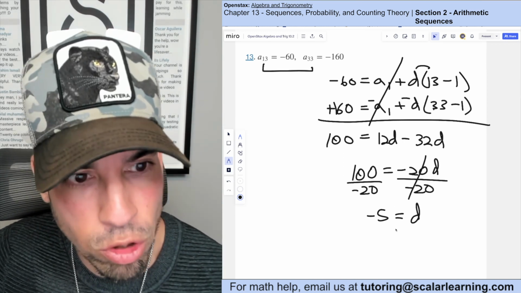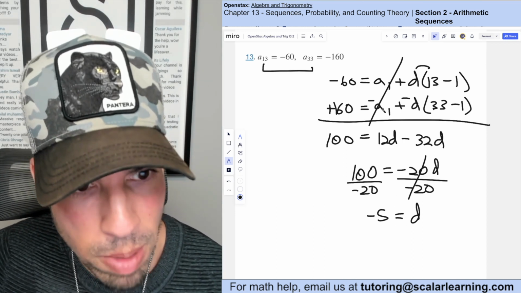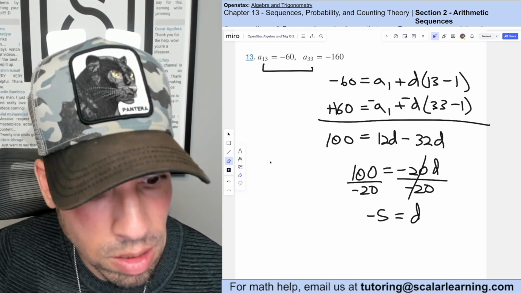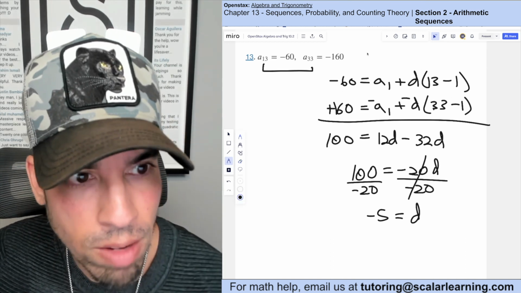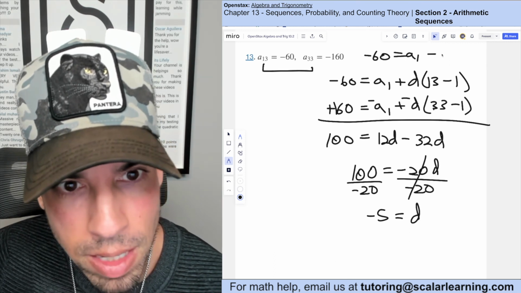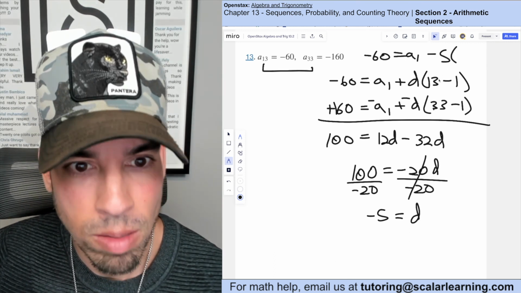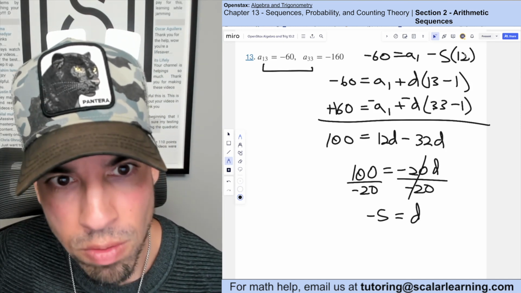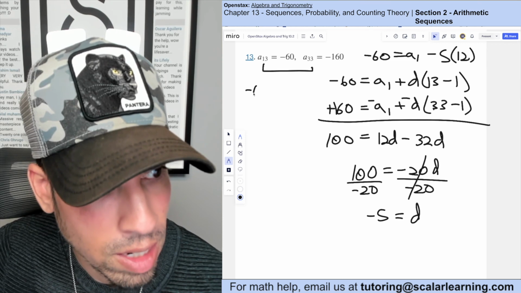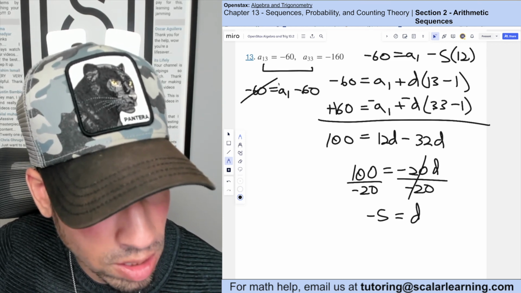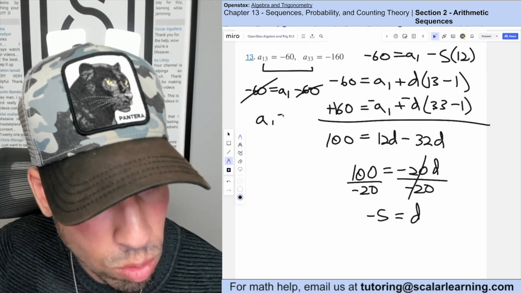We still need to find the first term, so we can plug this common difference back into either of these equations and solve for a sub 1. So let's plug it into the top one. So we got -60 is equal to a sub 1 minus 5, because it's -5, times 13 minus 1, which is 12. All right, so -5 times 12 is -60, so we got -60 equals a sub 1 minus 60. These are going to cancel out. A sub 1 equals 0.